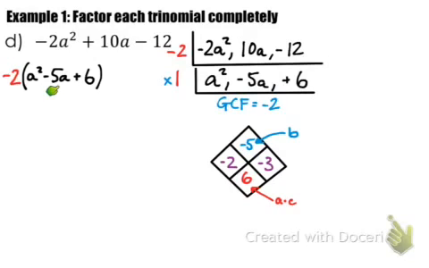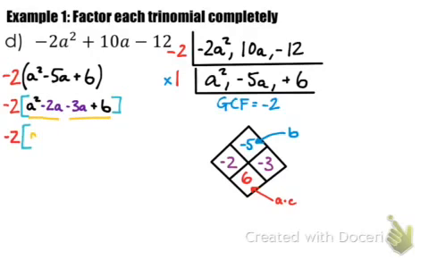So now we're going to replace the negative 5a with a negative 2a minus 3a. So we have a squared minus 2a minus 3a plus 6. Now I'm going to group the first two terms together and the second two terms together, and I'm going to find the greatest common factor between a squared minus 2a.